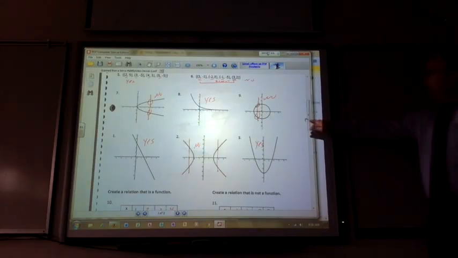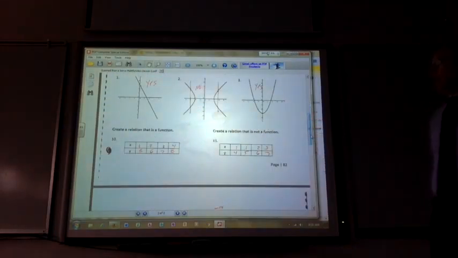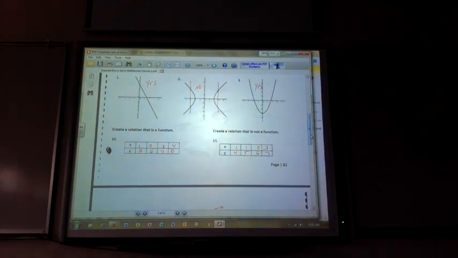All right, 10 and 11. These are kind of you fill in your own. So create a relation that is a function. So problem number 10, I put the x values as 1, 2, 3, 4. The y values as 5, 6, 7, 8. It could have been anything, any sets of numbers, as long as the x values did not repeat.